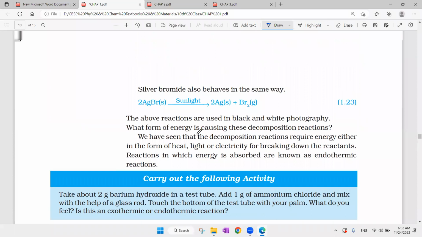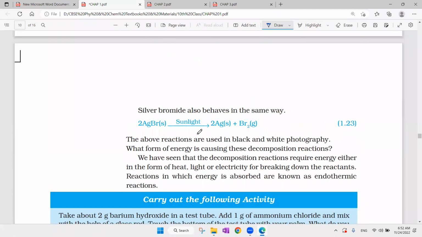Okay, any doubts till now? Combination, decomposition. In decomposition, thermal, photolytic, and electrolytic. If you have any doubts, you can ask me. I will clarify your doubts. Shall I continue?